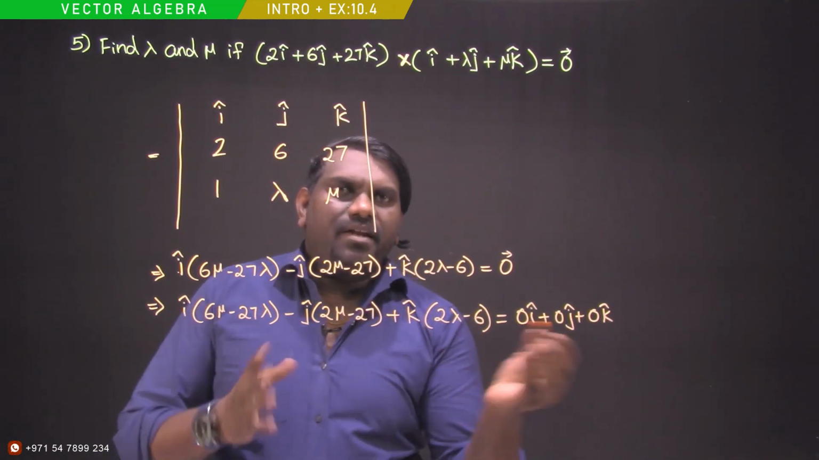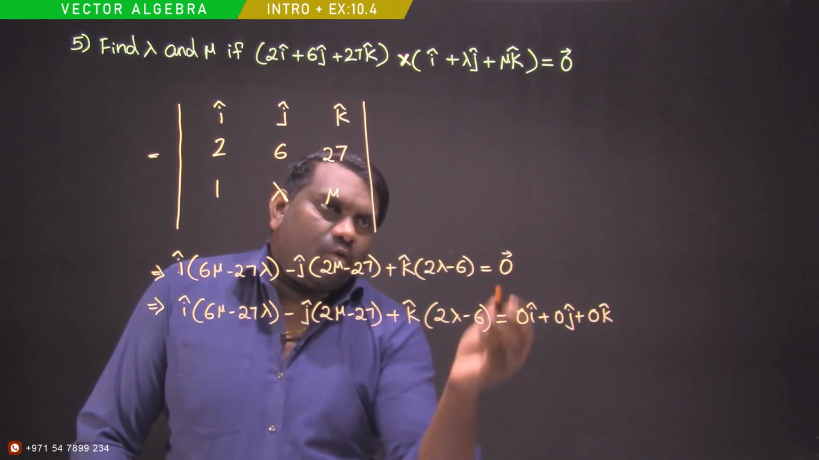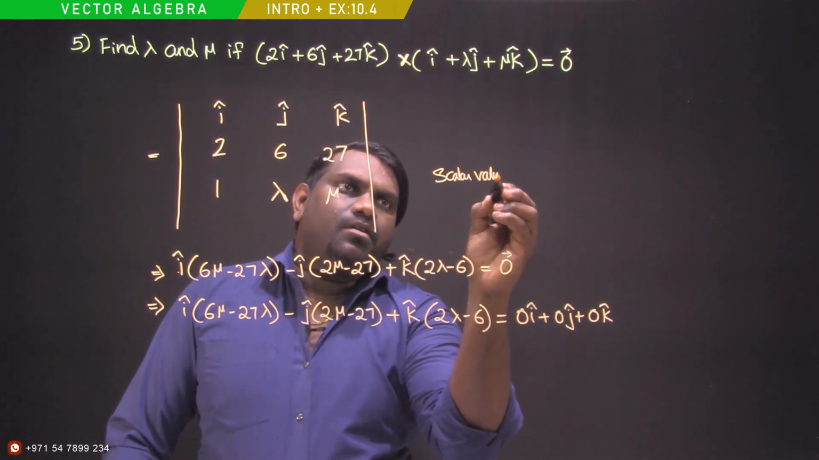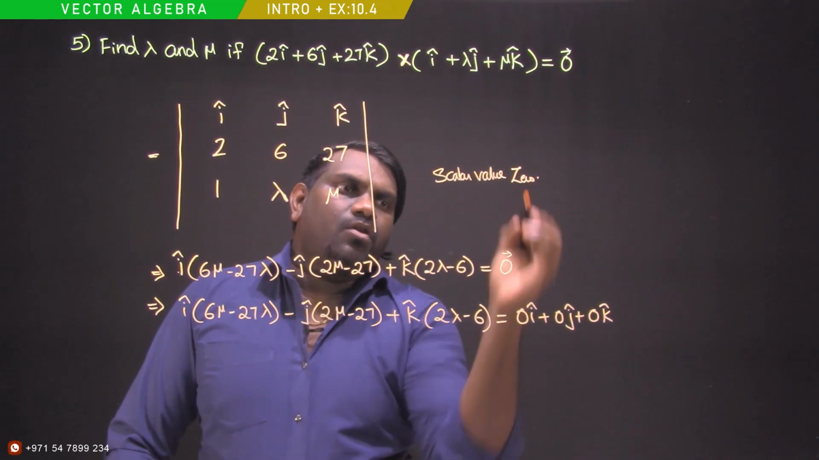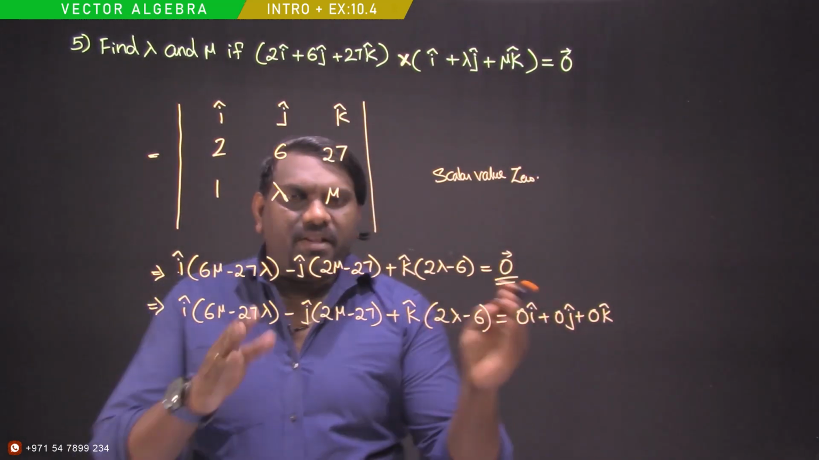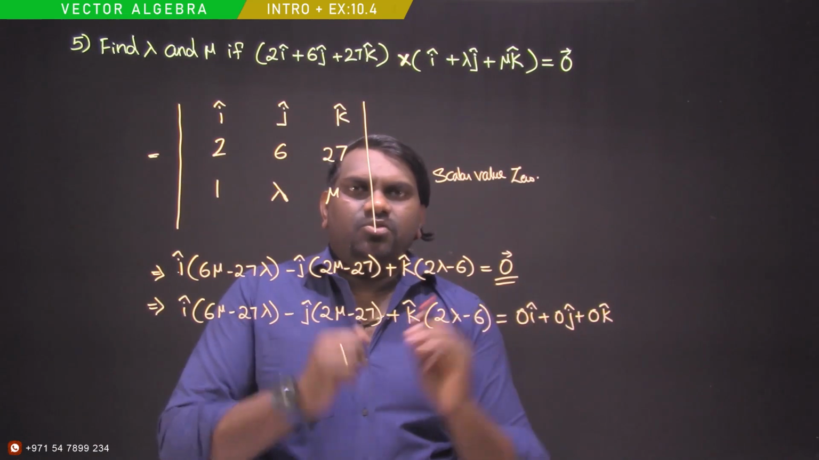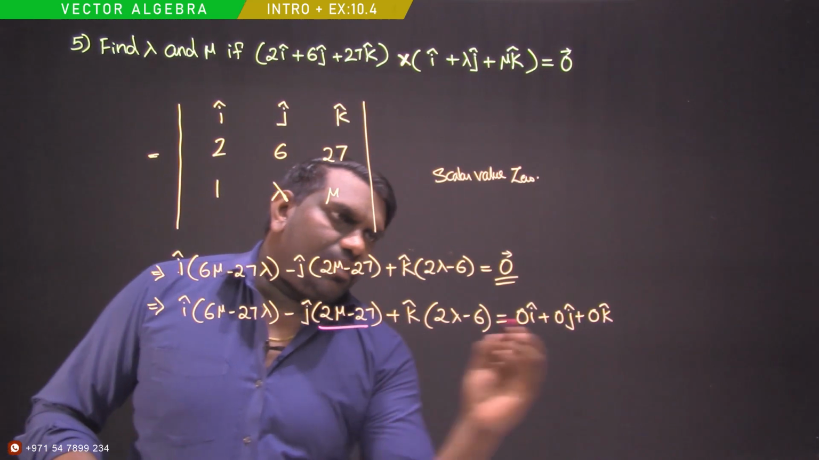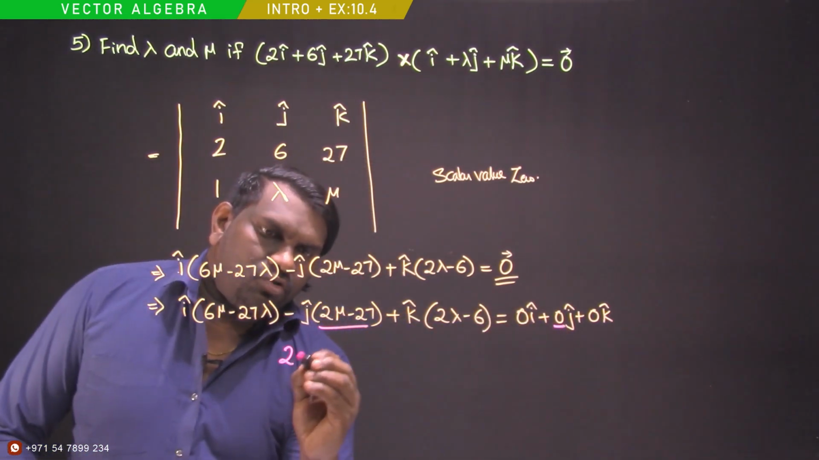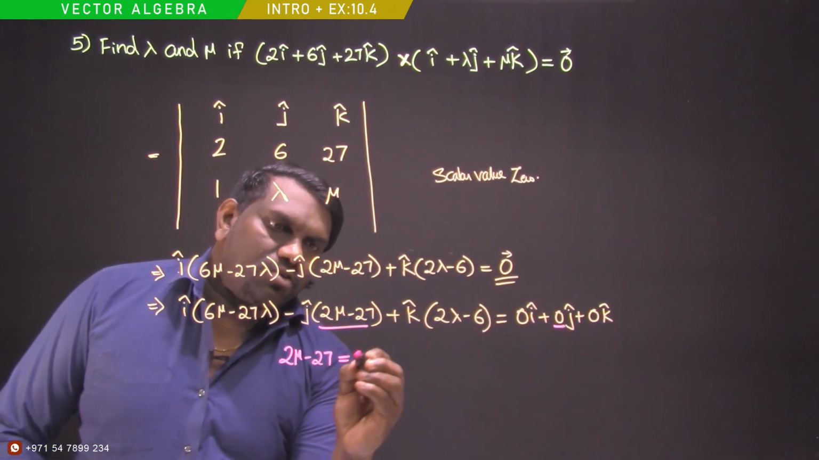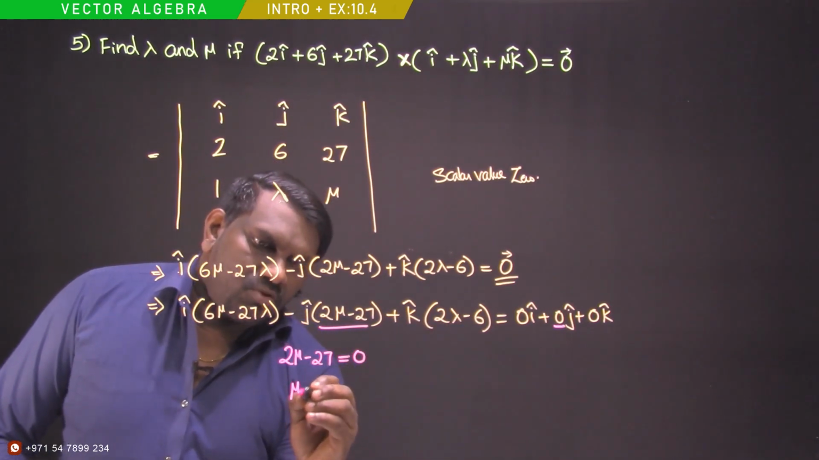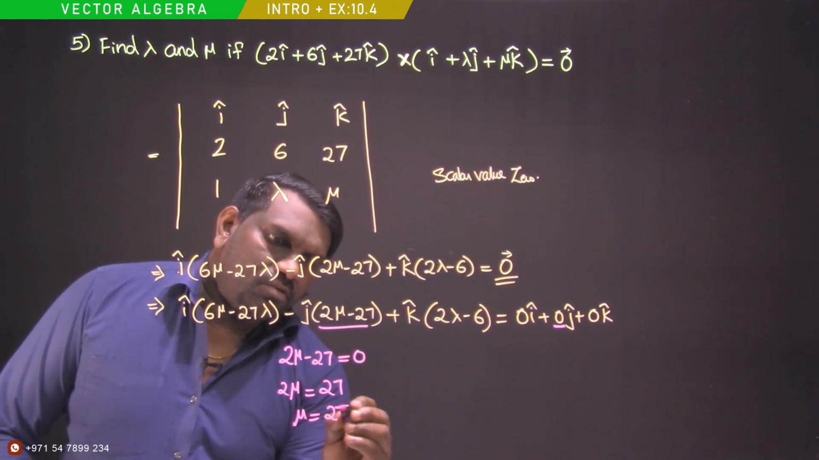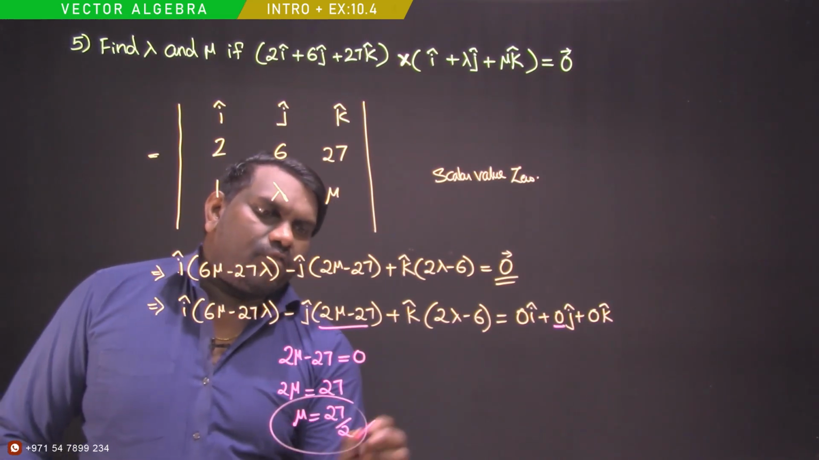If I start to compare, dear, your zero vector scalar values are what? Zero, dear. We can write the zero vector like this. What happens when I compare? It will come as 0, 0, 0, right? In that case, let us look at the j component. So 2 mu minus 27 is equal to 0. So what is mu? 2 mu is equal to 27, so mu is equal to 27 by 2. That is the value of mu, dear.